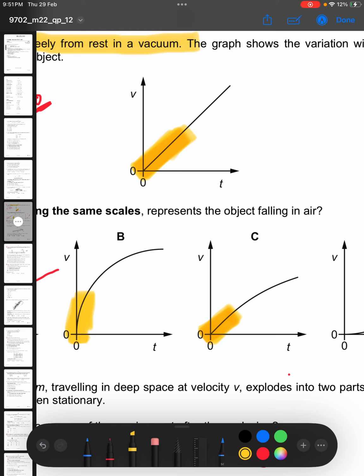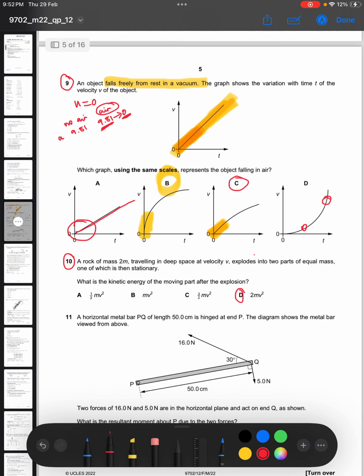Because when acceleration is constant at 9.81, the gradient is like this. So B could not work even though B had a graph with a decreasing gradient, representing a decreasing acceleration. It would not work because it had an acceleration greater than 9.81. Therefore, the answer was C because of that reason. So I removed the circle so that we could actually do the reasoning and determine which one was the answer.